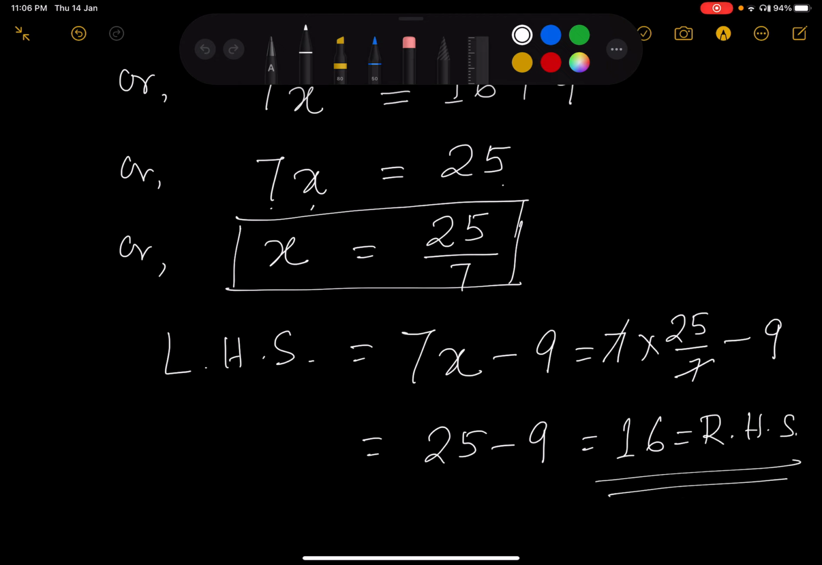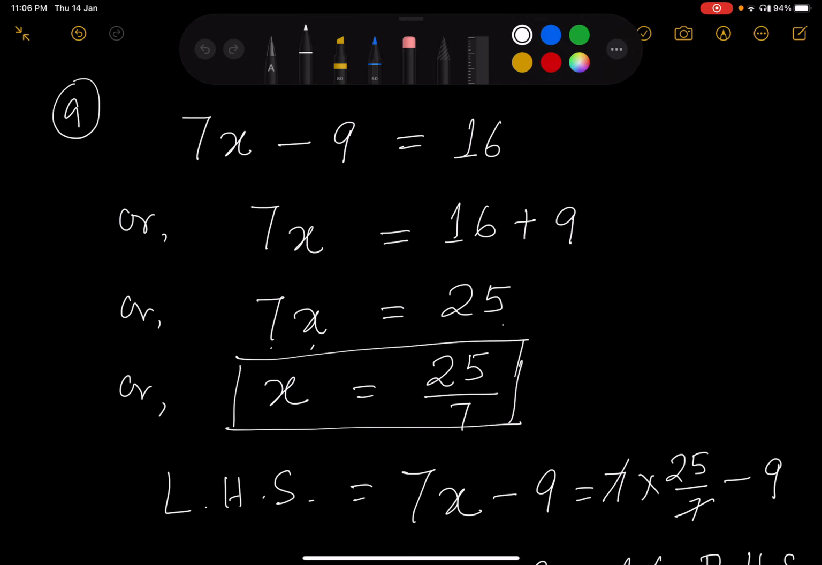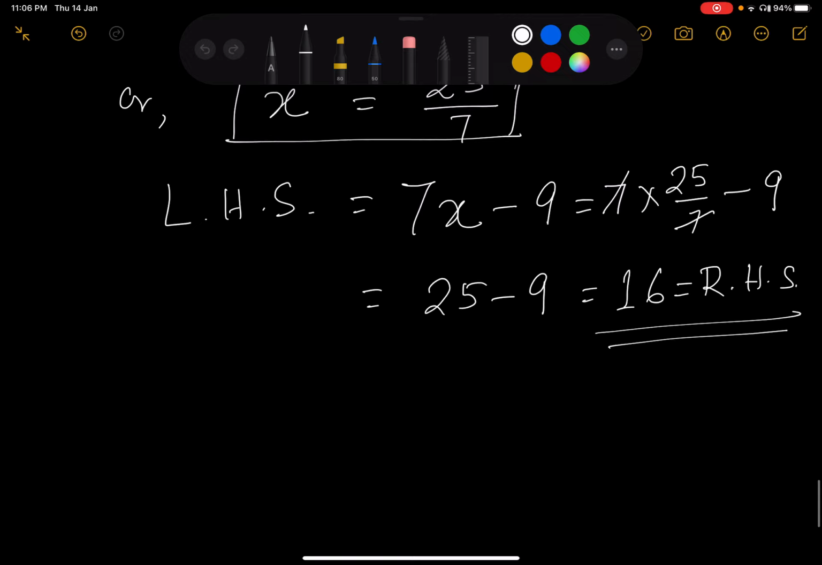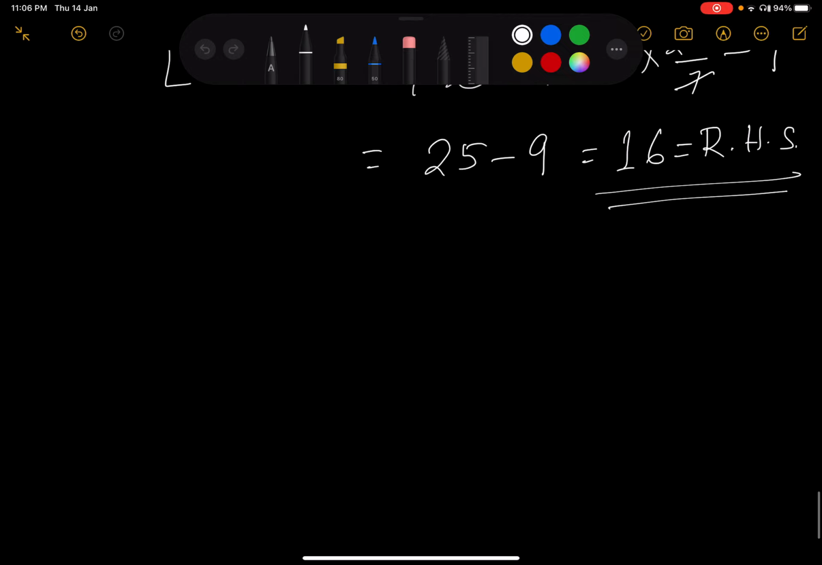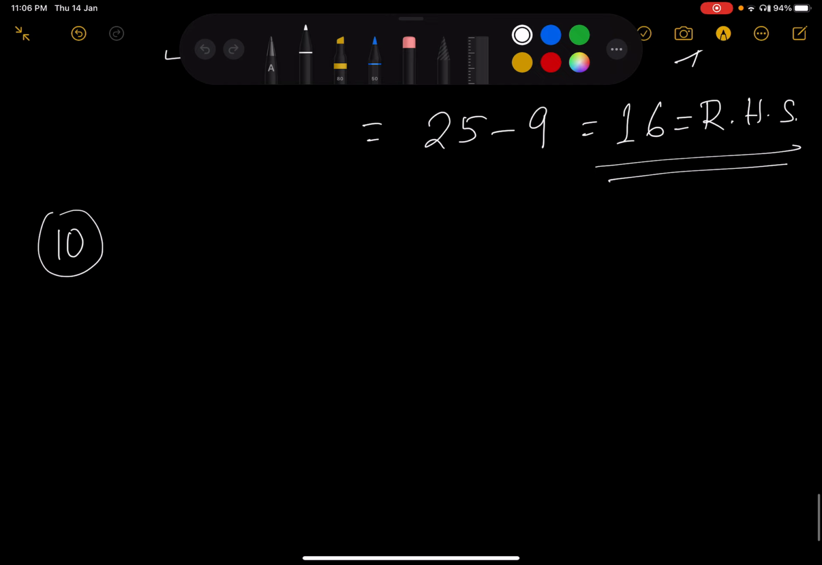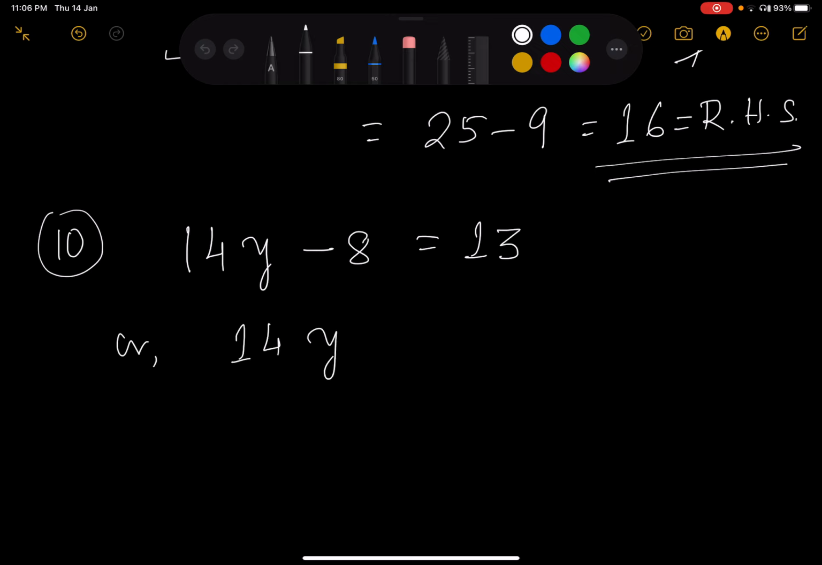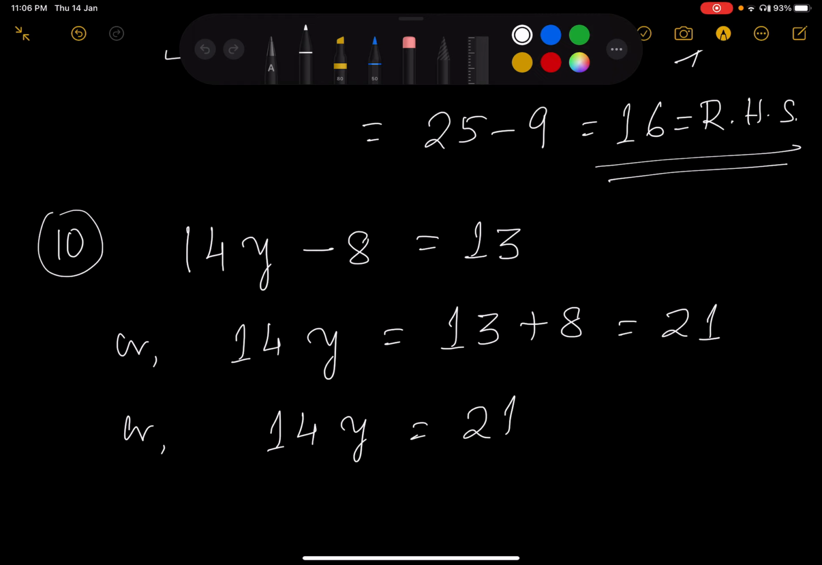So now you can prove it here in this kind of problem. You can verify your answer. If you have little doubt, you can verify your answer. So the 10th problem is 14y minus 8 is equal to 13. So here we can write 14y is equal to 13 plus 8. 13 plus 8 is equal to 21, so we can write 14y is equal to 21.